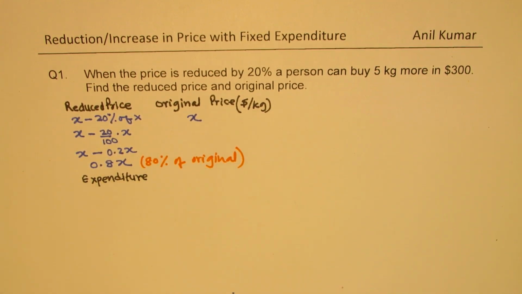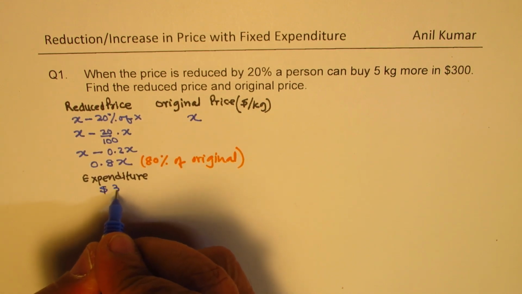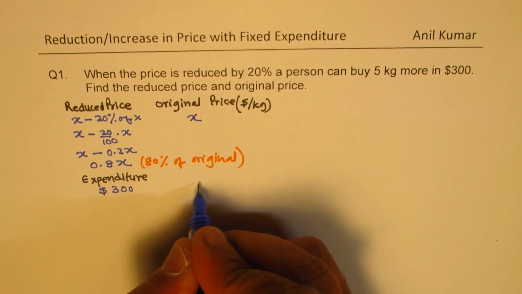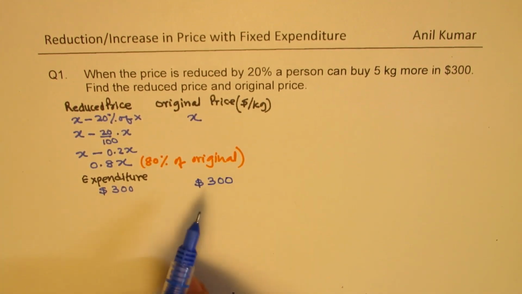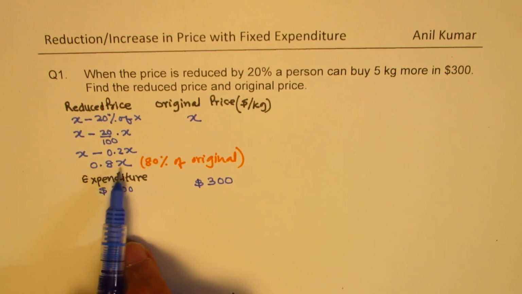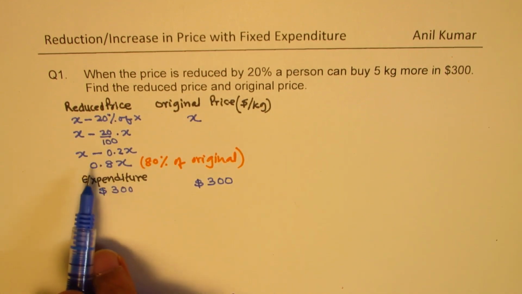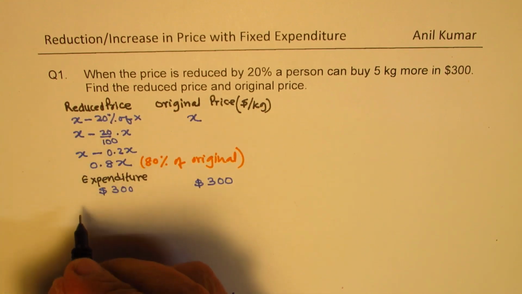For both the cases, the expenditure is fixed to $300. So we have $300 to purchase. Now when the price is less, we also say rate, right? This is also called the rate. When the rate is less, you can buy more. So that means we can now look into the quantity.